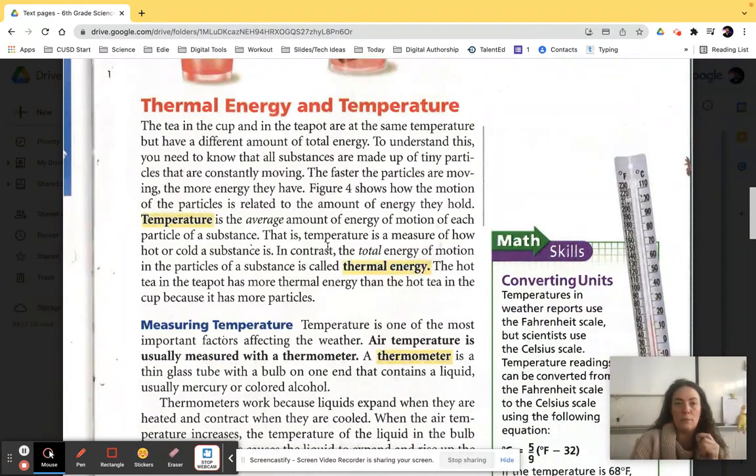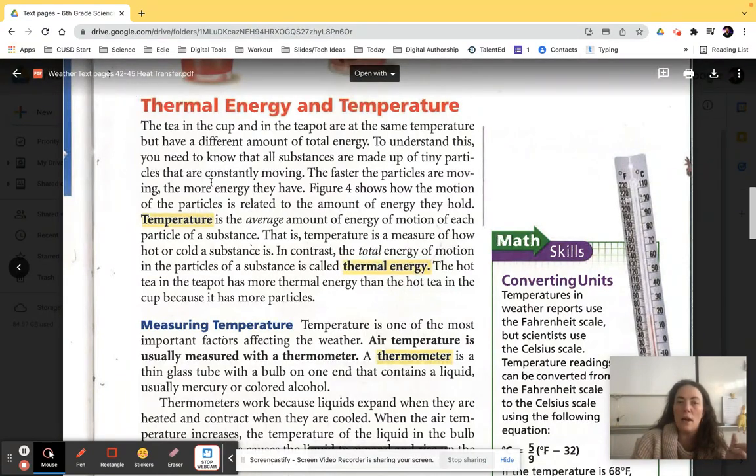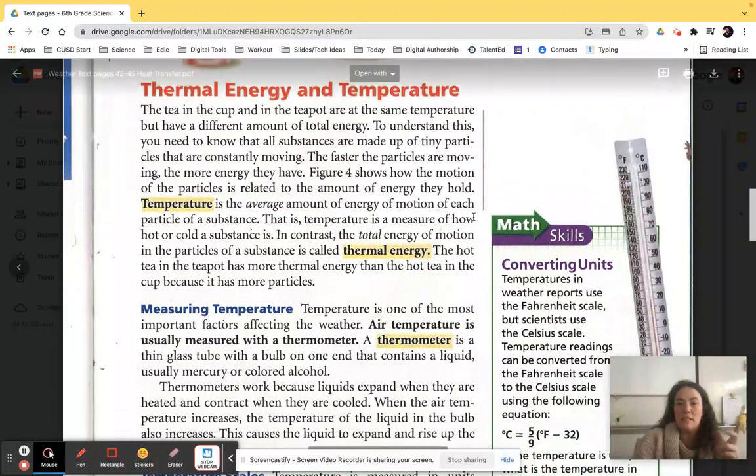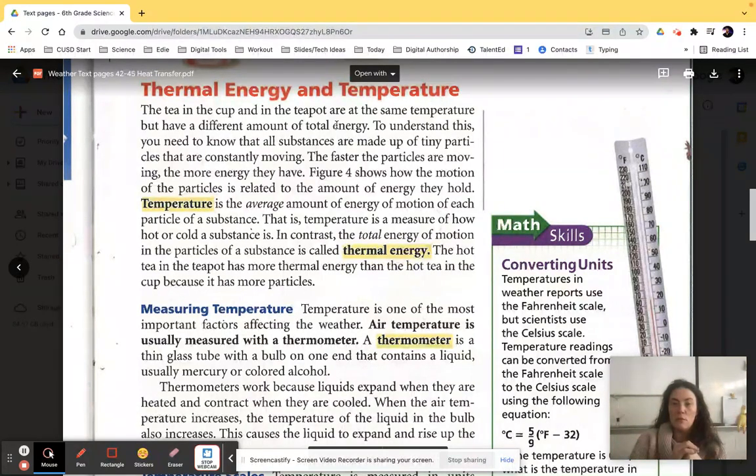Thermal energy and temperature. The tea in the cup and in the teapot, they're the same temperature, but they have a different amount of total energy. And the tea in the cup and the pot they are referring to are right here. So you see the tea in the cup and the tea in the pot. They might be the same temperature, as they said, but they have a different amount of total energy. To understand this, you need to know that all substances are made up of tiny particles that are constantly moving. We've talked about atoms. The faster the particles are moving, the more energy they have. Figure 4 shows how the motion of particles is related to the amount of energy they hold.